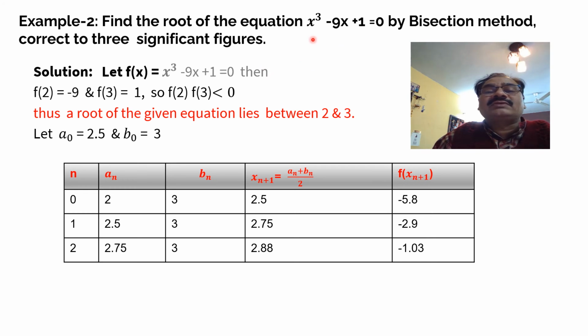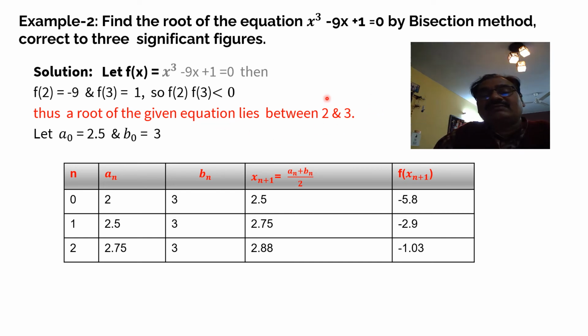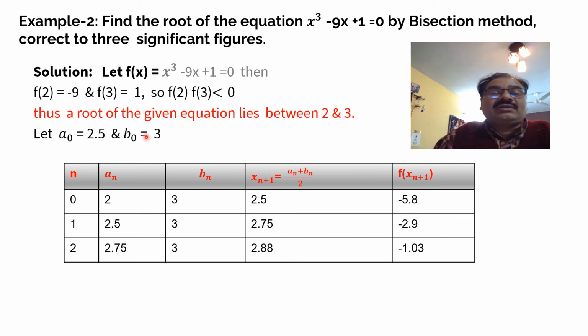Find the root of the equation x cube minus 9x plus 1 equals 0 by bisection method, correct to three significant figures. How can you do it? Let f of x equal to this, then you can test the values. F of 2 is negative, but f of 3 is positive. It means your root is lying between 2 and 3, because f of 2 times f of 3 is less than 0. Thus a root of the given equation lies between 2 and 3. You can assume the midpoint, 3 plus 2 by 2, that is 2.5. So 2.5 you can assume as the first root, and b naught is 3.